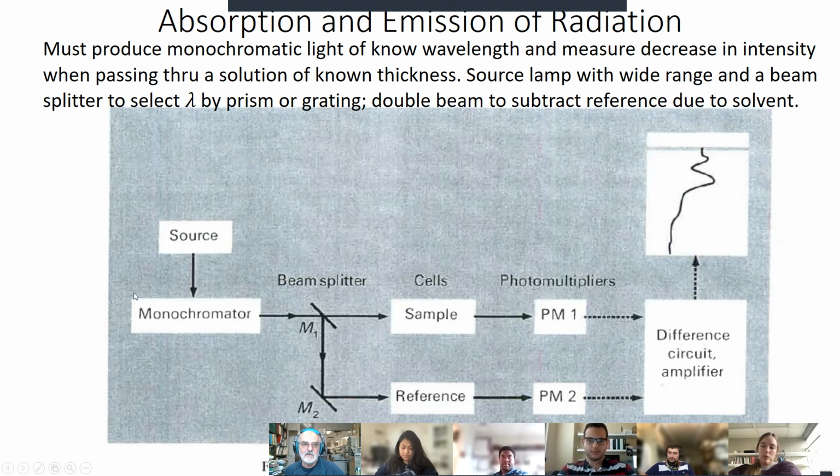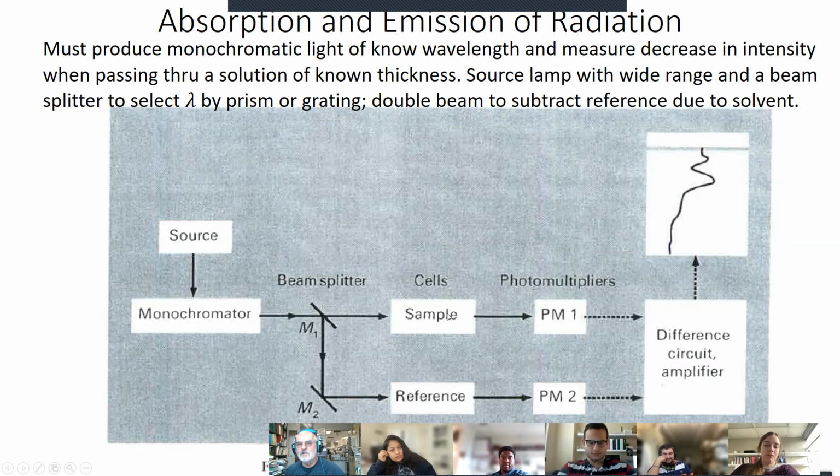So there's some kind of a monochromator that allows you to select a particular wavelength or a narrow band of wavelengths. And then that light is shot down a pathway. It's usually split into a sample and a reference. So this would be a double beam instrument, double beam to subtract the reference due to solvent. So I show that up above, okay?